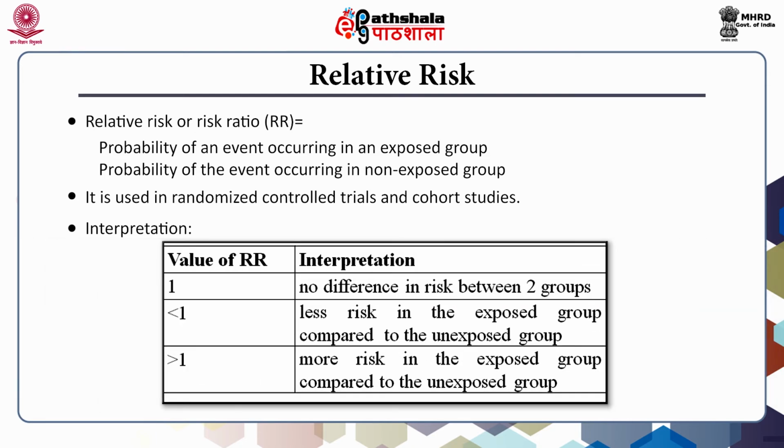If the value is 1, there is no difference in risk between two groups. If it is less than 1, there is less risk in the exposed group as compared to the unexposed group. If the value of relative risk is more than 1, there is more risk in the exposed group as compared to the unexposed group.